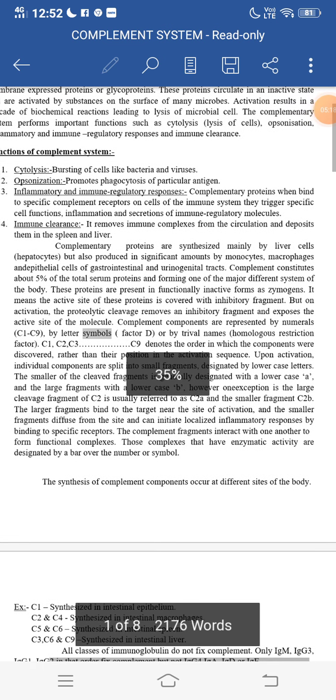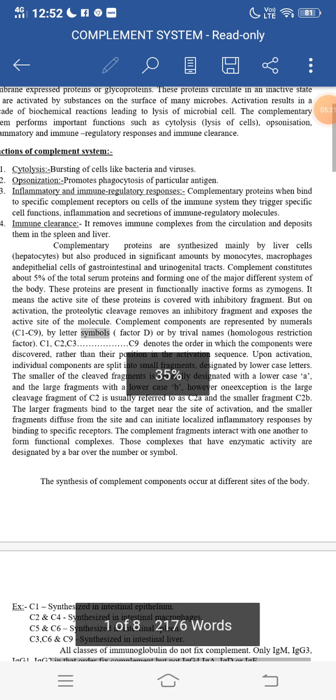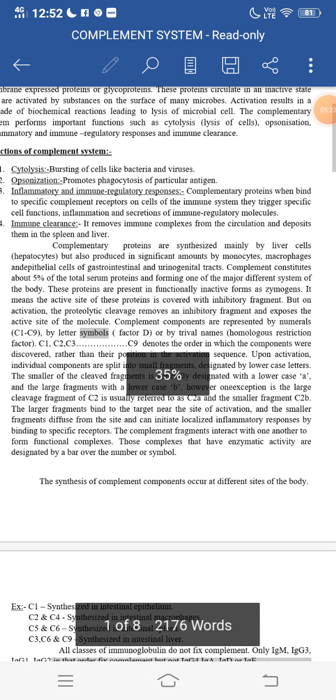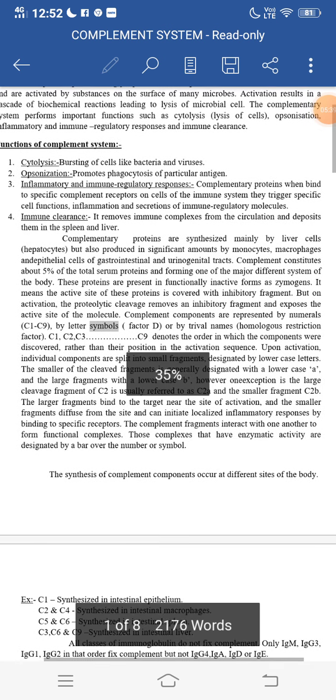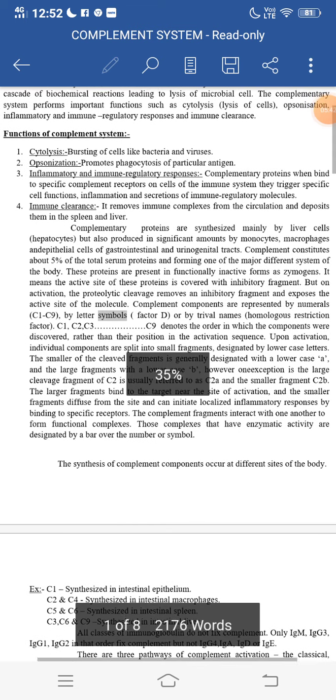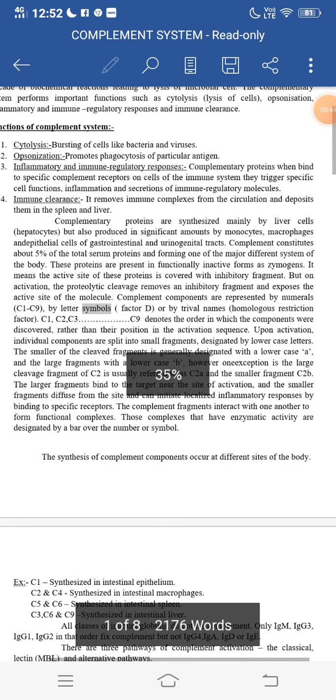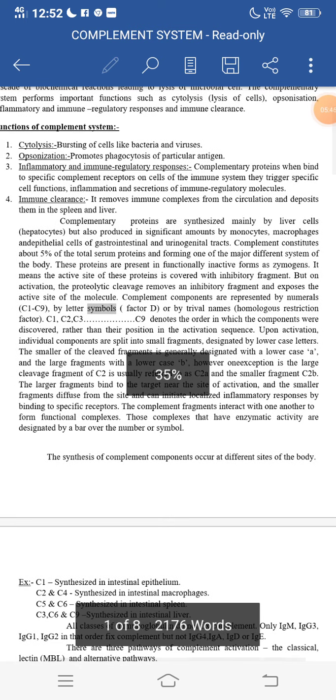Then the immune clearance: it removes the immune complexes from the circulation and deposits them in the spleen and liver. So one function of the complement system is to remove the immune complexes which are formed within the circulation, and they get deposited in the spleen or in the liver. Complement proteins are synthesized mainly by liver cells.